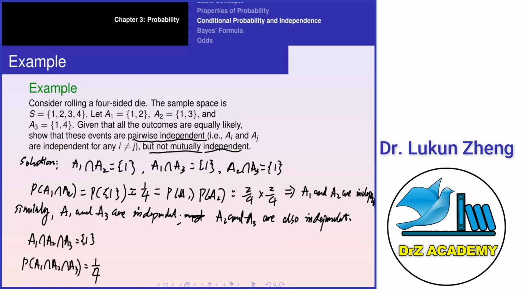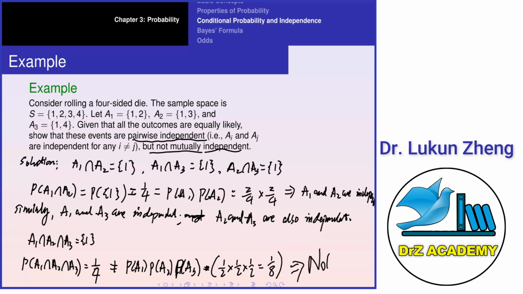However, it does not equal their product, because their product is 1/2 times 1/2 times 1/2, which is 1/8. So they're not equal. Hence, they are not mutually independent.